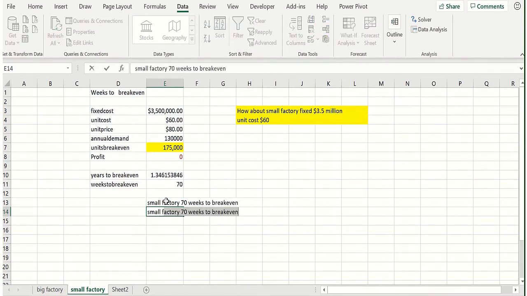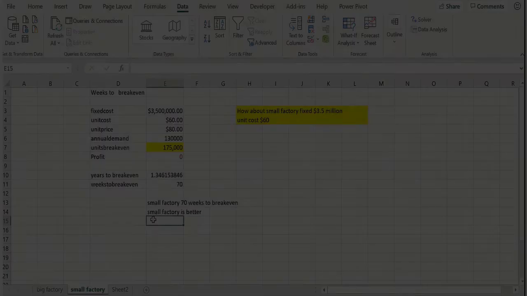The small factory is better. And we can ramp up if we want by maybe running some overtime. So in that sense, it's also better.